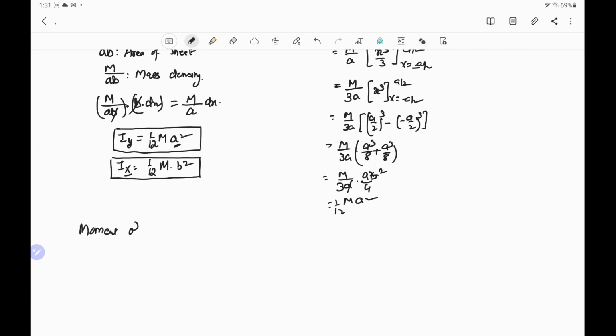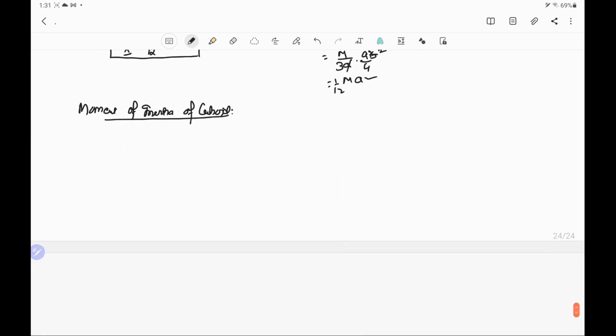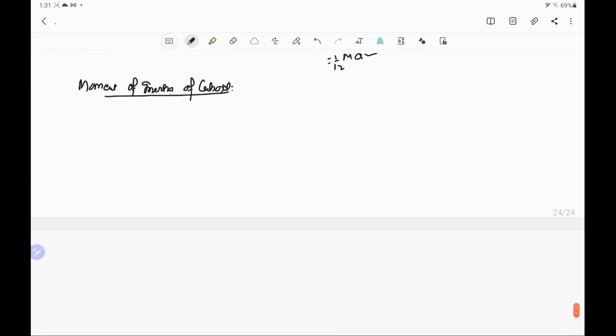Moment of inertia of cuboid. Cuboid is the extension of the rectangular sheet. We have taken this sheet, say this is the length A, this is the length B, and this is the center.